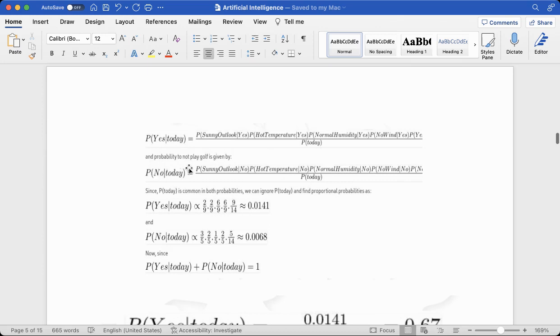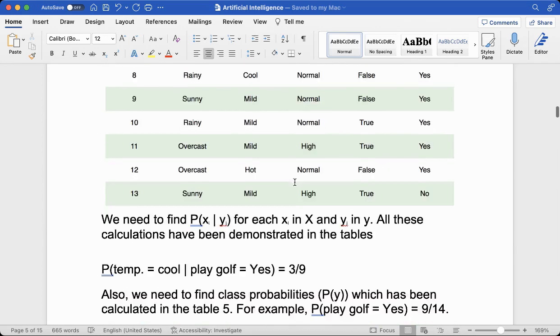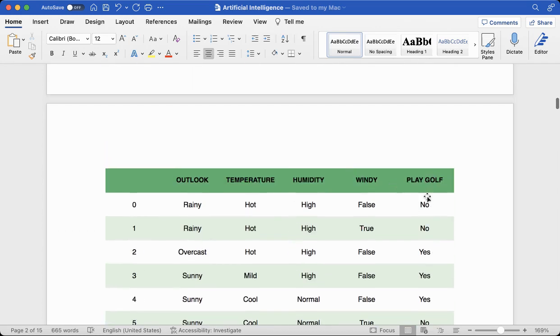In the case of the probability of no given today, over here in our target column we have only two values, yes and no. So we have to check our feature column, x comes to the no and yes.